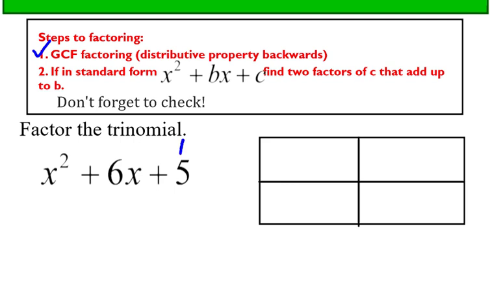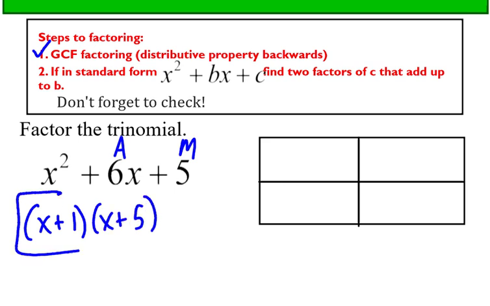Now I need to find two numbers that multiply to be 5 and add up to be 6. What are the numbers that multiply to be 5? Well, there's only one pair I can think of. It's got to be 1 and 5, and that is what also adds up to be 6. So x plus 1 times x plus 5.